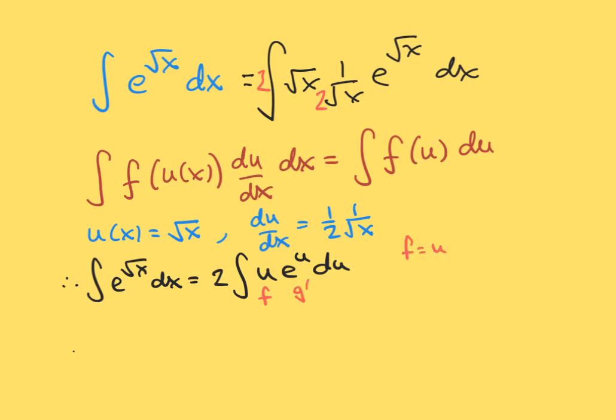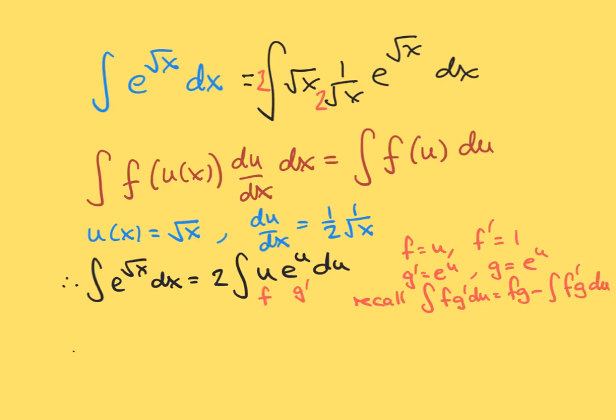So if f is u, the derivative of f is 1, the derivative of u with respect to u. g prime is e to the u, so g is the integral of e to the u with respect to u, and that is just e to the u. So now the formula that we're going to use, let's just write it out for clarity, is the integral of f g prime with respect to u is f g minus the integral of f prime g with respect to u.